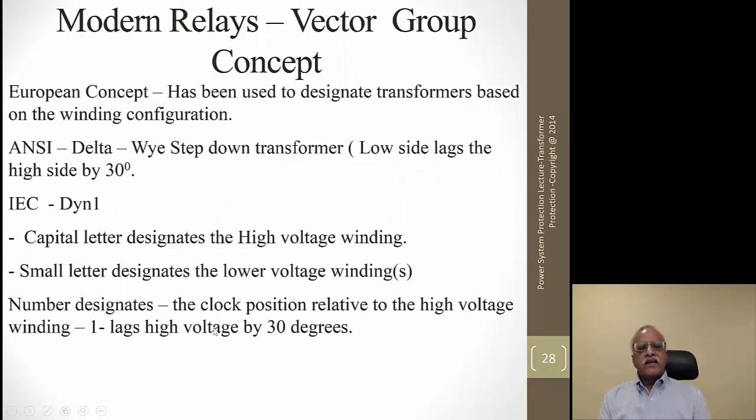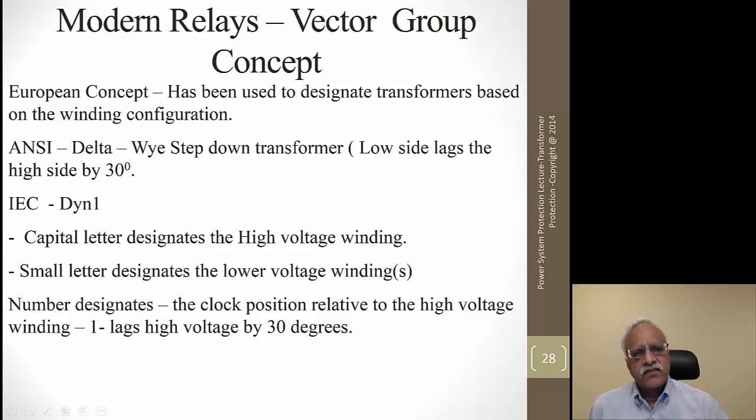So in the modern relays, all these complexities are not there. You have to tell the relay how the transformer is built, and what the vectorial relationship is between the high side and the low side, and then the relay automatically takes care of this phase shift and magnitude corrections.